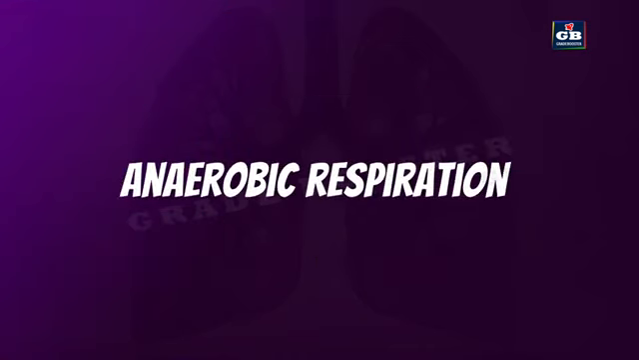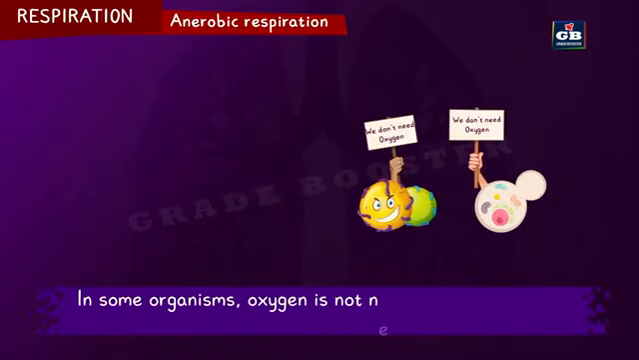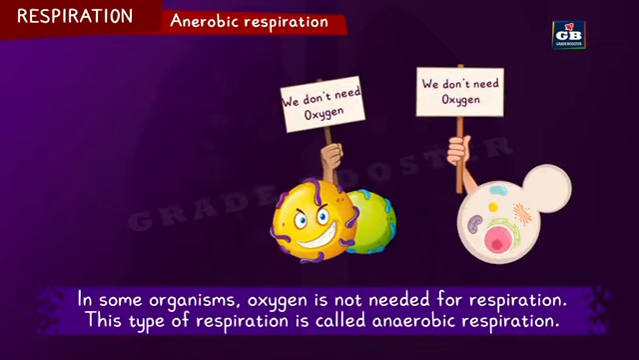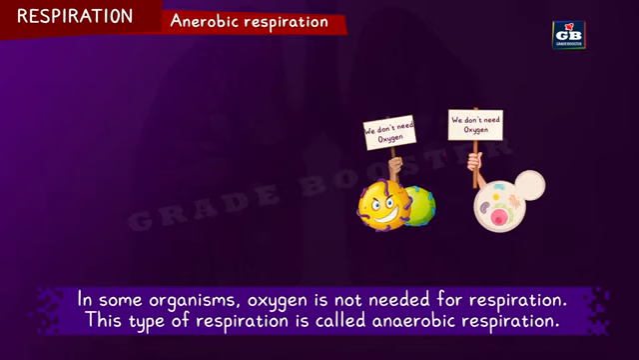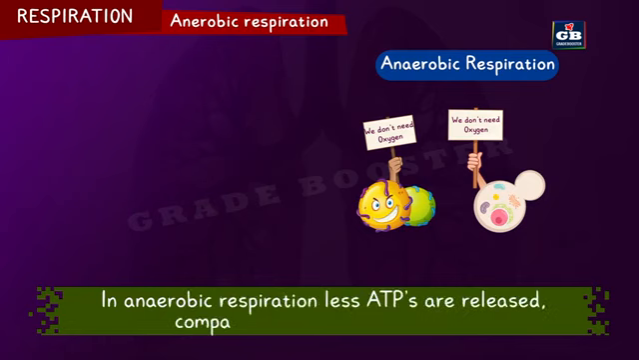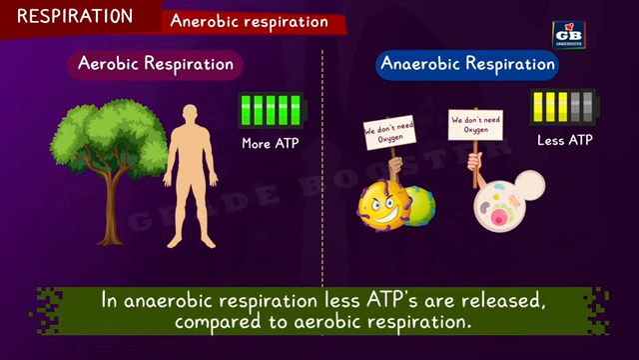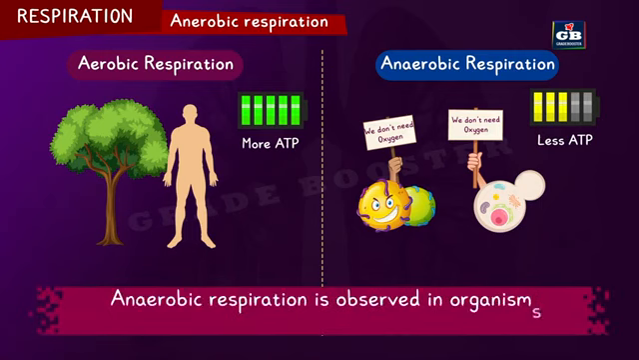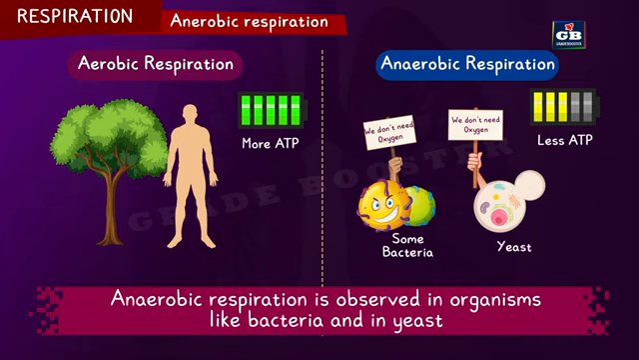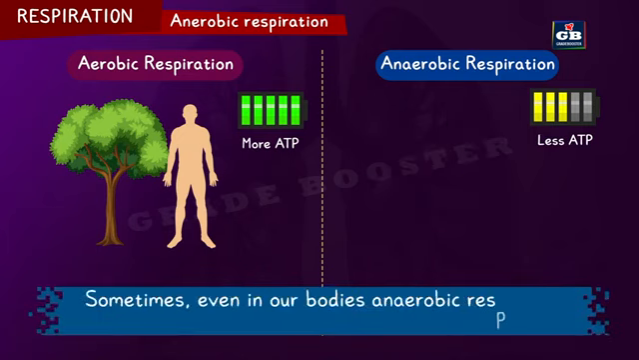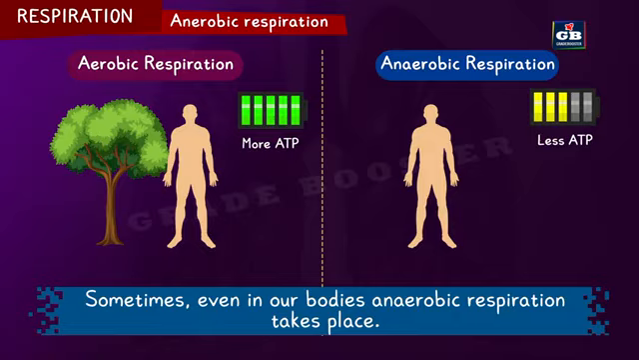Anaerobic respiration. In some organisms, oxygen is not needed for respiration. This type of respiration is called anaerobic respiration. In anaerobic respiration, less ATP is released compared to aerobic respiration. Anaerobic respiration is observed in organisms like bacteria and yeast. Sometimes, even in our bodies, anaerobic respiration takes place.